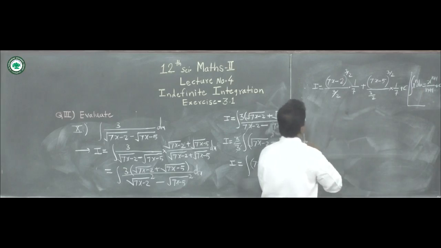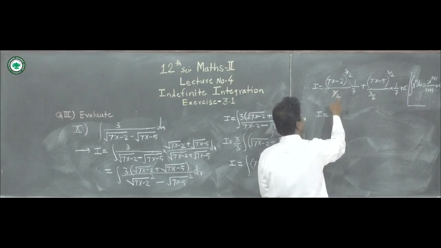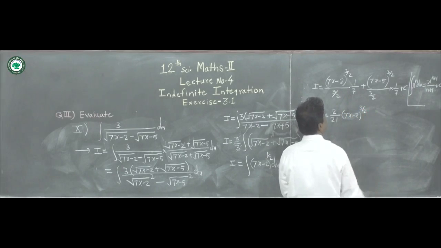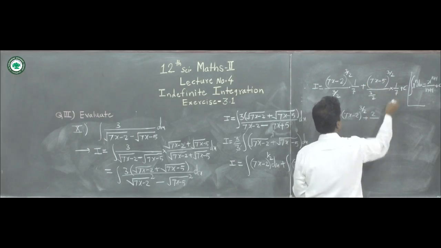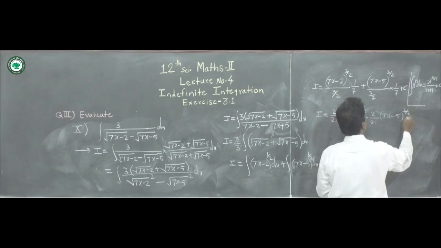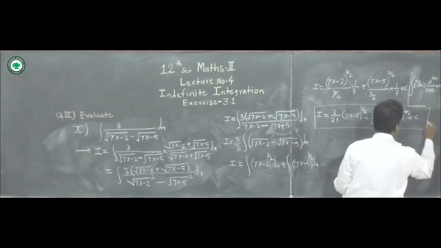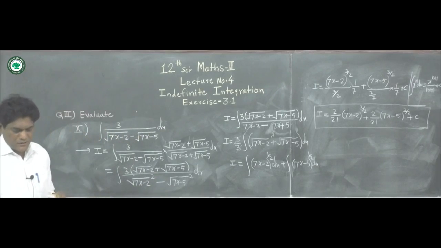So here we write I is equal to this 3 upon 2 as 2 upon 3, and 3 7s are 21, so 2 upon 21 into (7x minus 5) to the power 3 by 2 plus constant of integration. This is the final solution. So in this way we completed here 10th problem, and also here third question is completed.